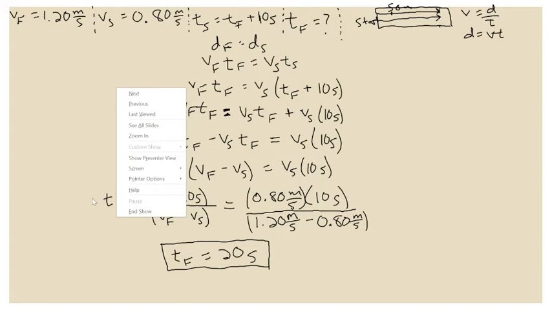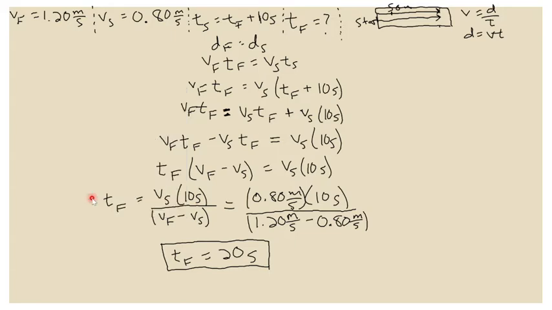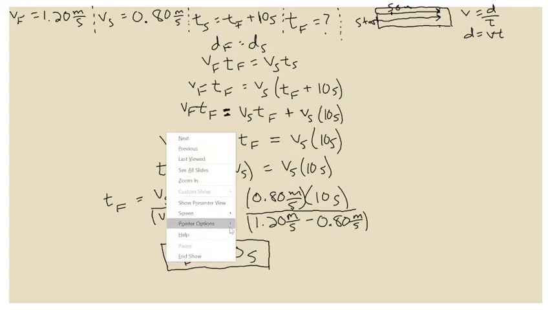TF equals VS times 10 seconds over the speed of the father minus the speed of the son. And so you plug it in: 0.8 meters per second times 10 seconds over 1.2 meters per second minus 0.8 meters per second, and that gives you 20 seconds.